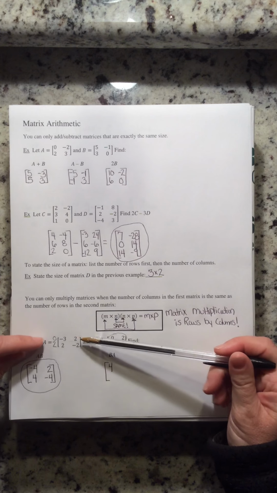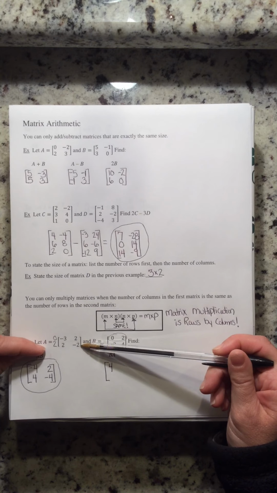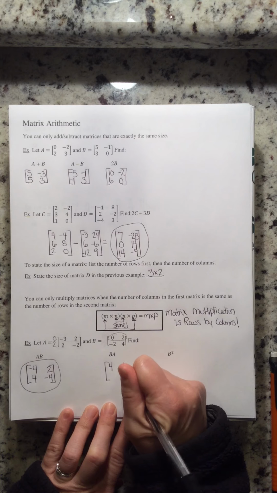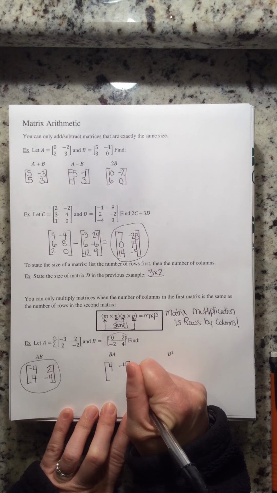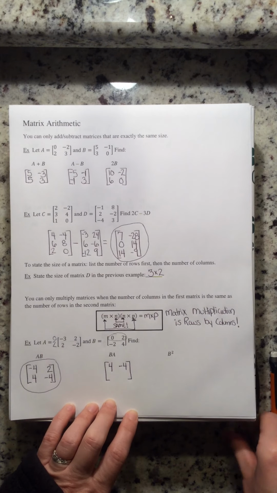Now we're going to take that same row and move over to the next column. 0 times 2 is 0. 2 times negative 2, negative 4. 0 plus negative 4, negative 4. And we finished the first row because we're out of columns to multiply by.